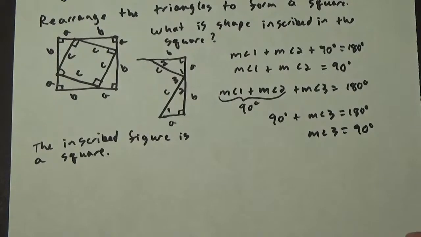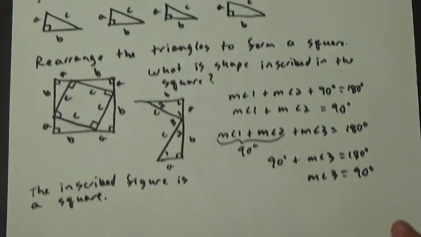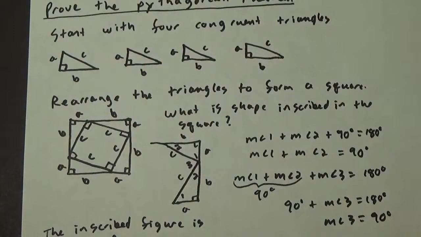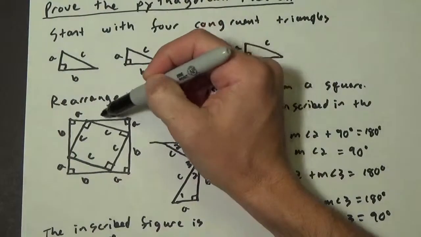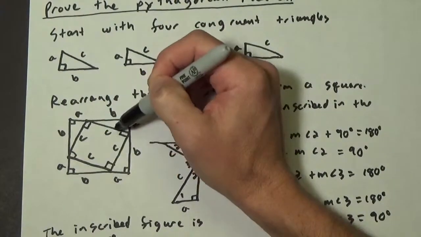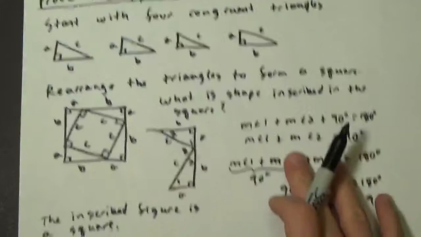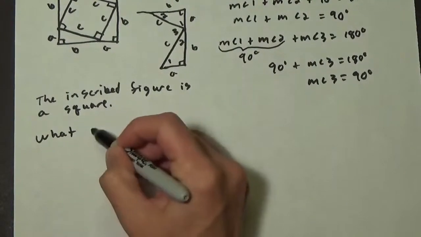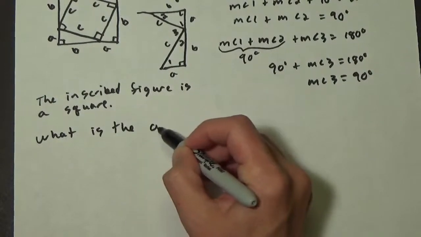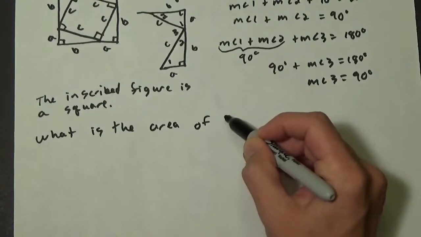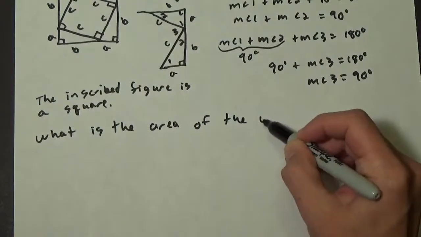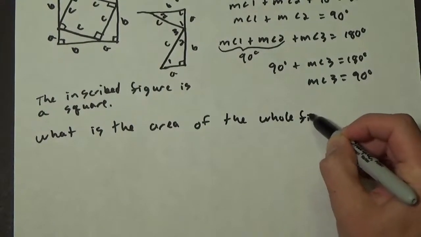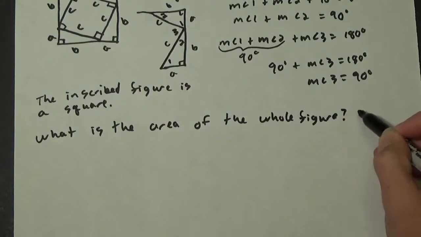All right, so we got that going for us. Okay, so the next thing we're going to do is look at some areas and compare areas. So first, let's find the area of what we'll call the whole figure, or the outside square. So what is the area of the whole figure, or outside square?